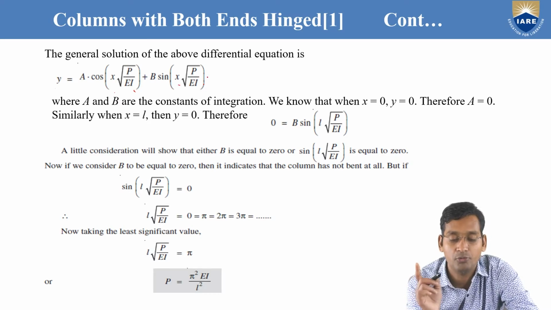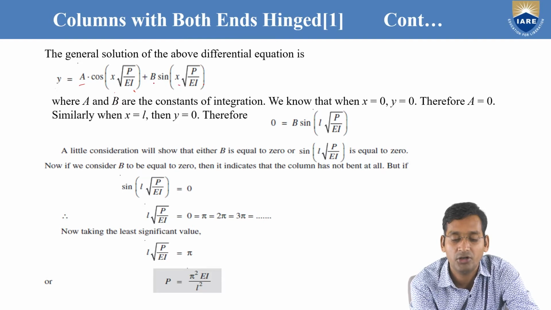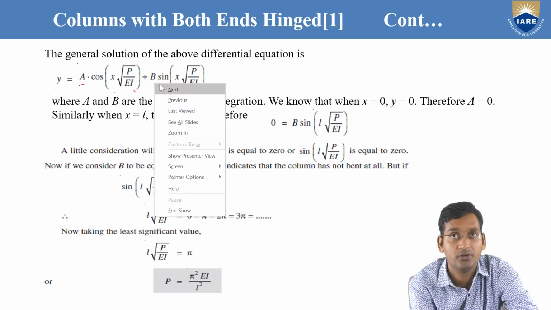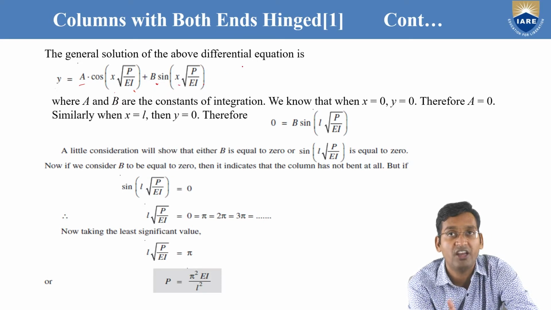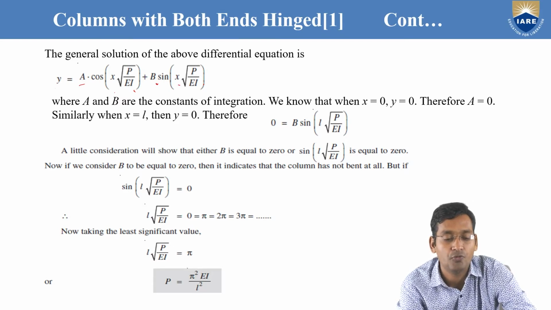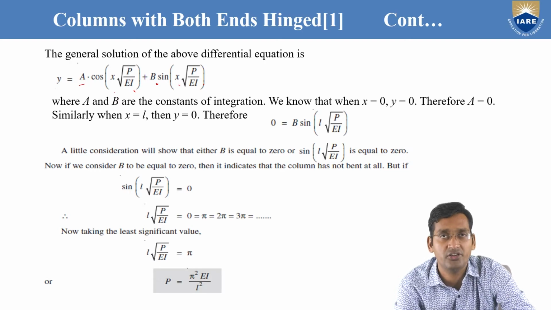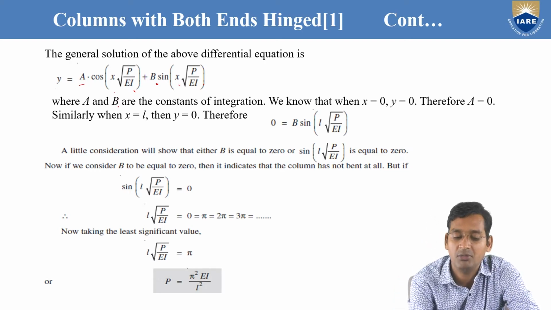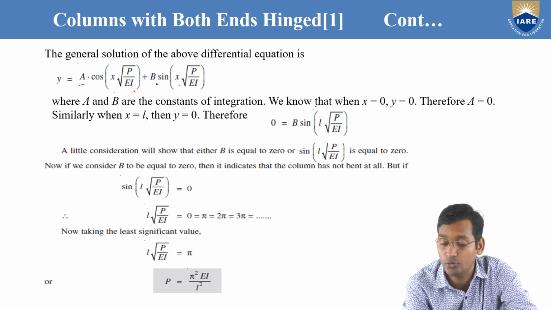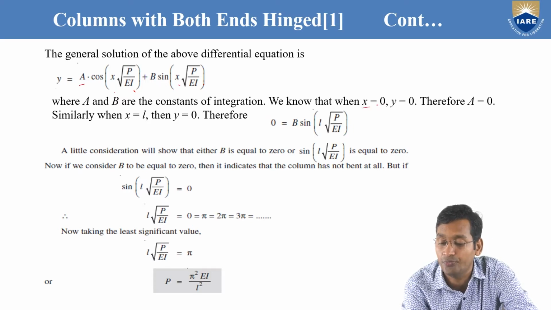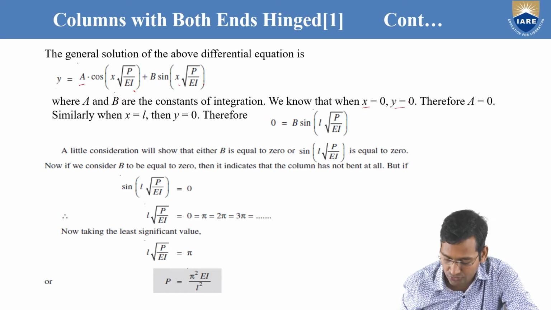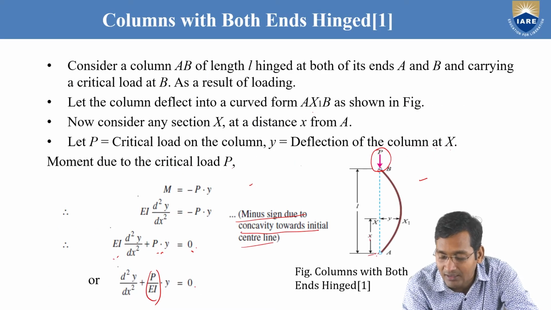Now here what we have to do, A and B are the constants of integration. For that, we require to find the values of A and B. For finding A and B, we will use the initial conditions, or you can say the boundary conditions. So, where A and B are the constants of integration, we know that when x equals 0, y equals 0. Let's see in this figure, at here, x will be what?